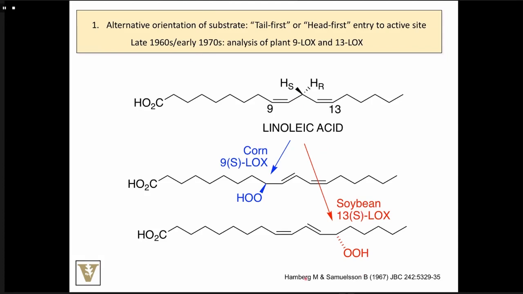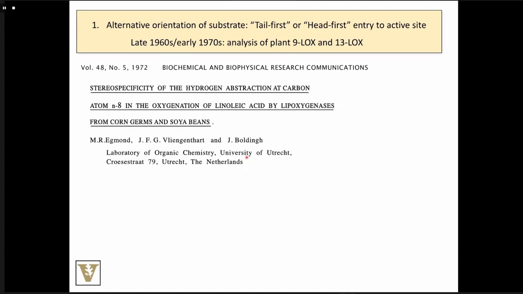It was known at that time that linoleic acid in soybeans is converted to the 13S hydroperoxide. This was shown by Hamberg and Samuelsson. And they also showed that the specific hydrogen on the face of the molecule towards us was removed and oxygen was put back into the molecule on the opposite face. Well, it was also known at that time that in different plants, like in corn or maize, the main reaction was making the 9S hydroperoxide of linoleic acid, shown here.